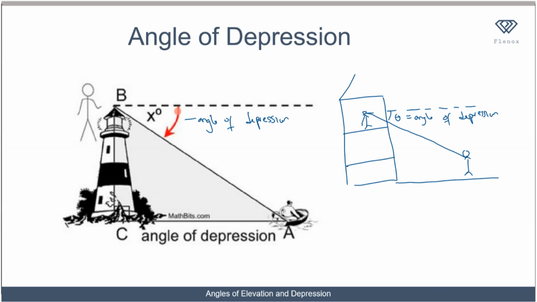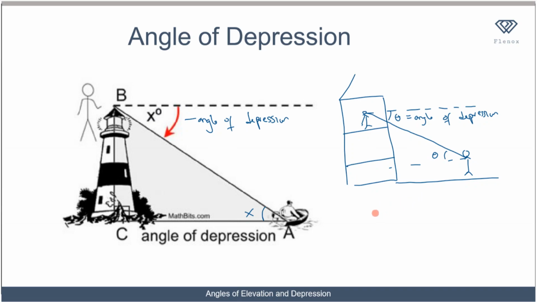Now there's something interesting to note, and what is that? Since this horizontal line is parallel to this line at the base, this angle over here is the same as this angle over here, which I'll call x. So this angle, if I draw another horizontal line here, is equal to the angle over here, and we'll call that alternate angle.